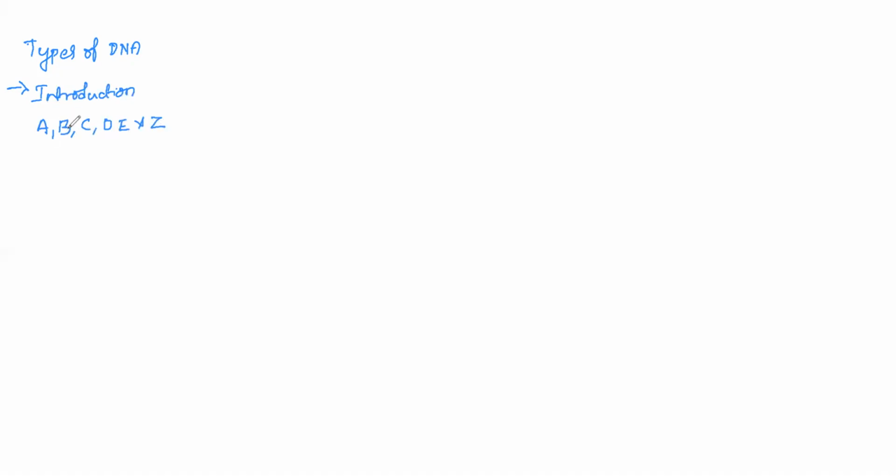But out of this, only the B and the Z forms of DNA occur in cellular DNA. So these conformations occur as cellular DNA. Others are mostly seen under laboratory or experimental conditions.